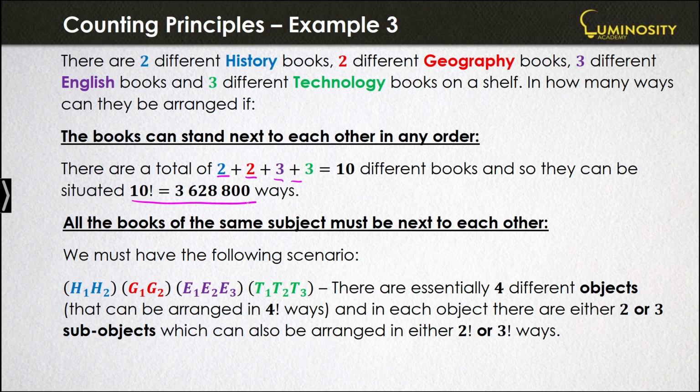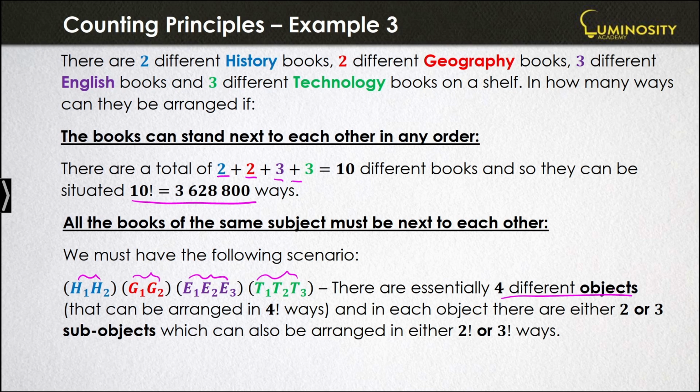But what if all the books of the same subject must stand next to each other? Here we have a classical example of grouping objects together to be considered their own object. All the history books must stand next to each other, all the geography books, all the English books and all the technology books must stand next to each other. I've labeled them H, G, E, and T for the subject, with subscripts 1, 2, and 3 to denote the first, second, or third book. So essentially, there are 4 different objects.